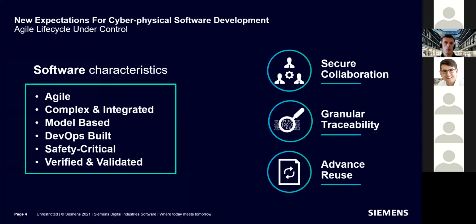We're talking about so-called cyber-physical systems. It means that we are working with software either running on the hardware or on simulated hardware in a typical MBSE setup, model-based system engineering. And the Siemens toolchain, particularly Polarion here, can help you to keep your agile lifecycle under control.